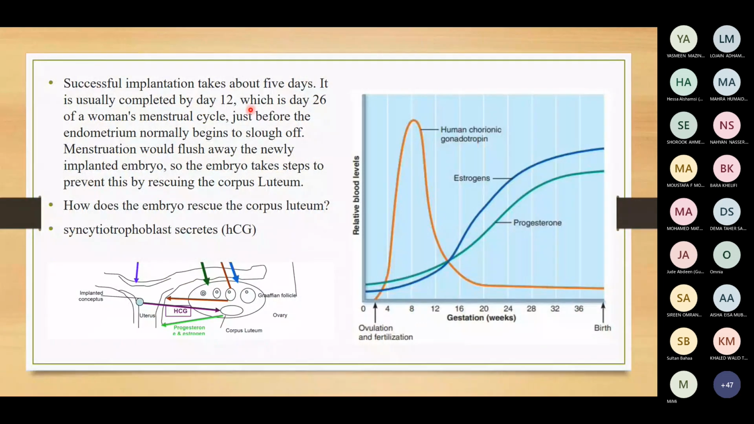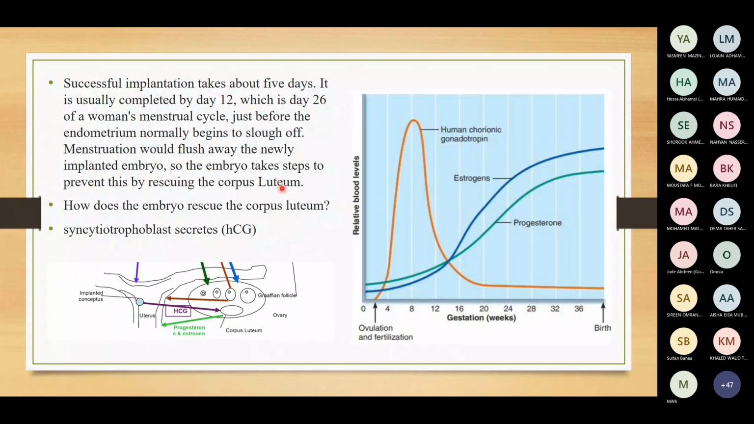And these are just some numbers that you need to be familiar with: it's completed by day 12, which is day 26 of a woman's menstrual cycle. Meaning, the menstrual cycle normally consists of about 28 days, and if the woman were to get pregnant, implantation would be complete by day 26 of the cycle, okay?